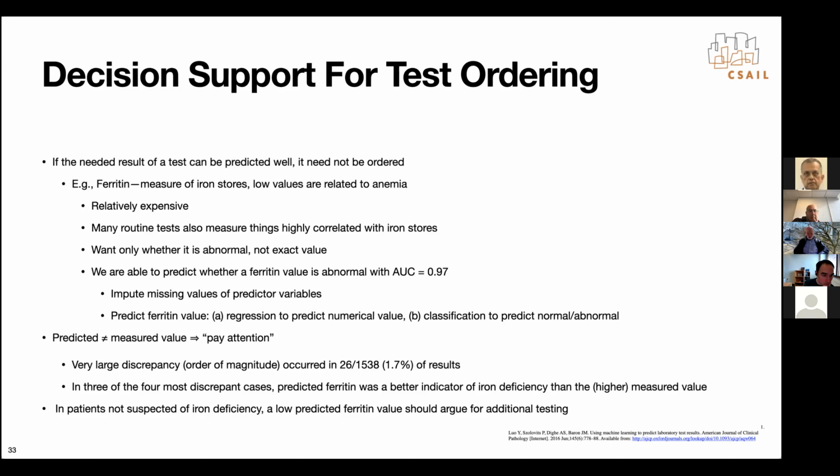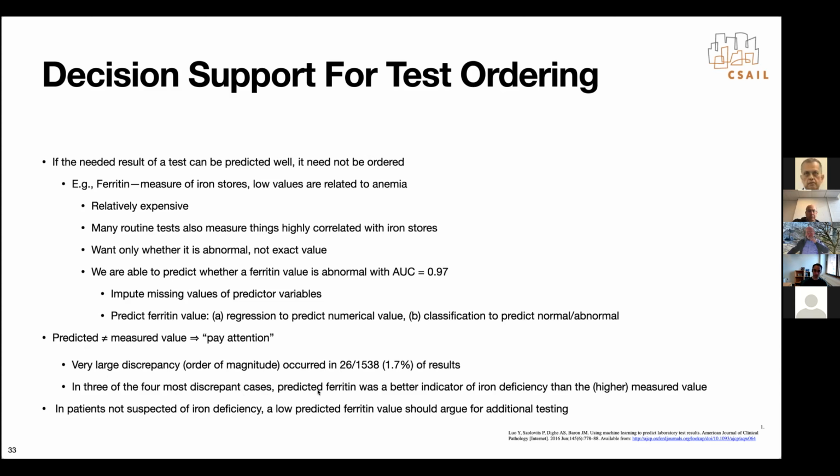Now, the other thing that the doctors we work with pointed out is that the value of this is not only to guess a serum ferritin value when you haven't measured it, but to do the prediction even on quantities that you have measured. And if the prediction is very different from the value that you measured, that says you should pay attention. So what we found is that out of 1,500 cases, there were 26 in which there was an order of magnitude discrepancy between the measured serum ferritin and the predicted one from our model. And so we went back, picked the 4 most discrepant cases and had the doctors dig into that.